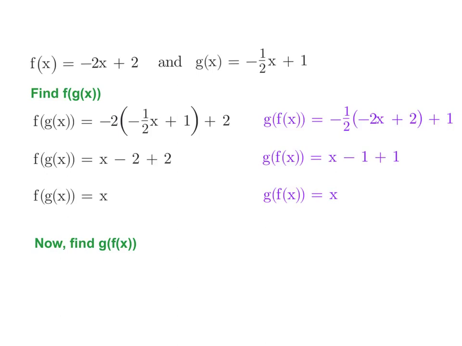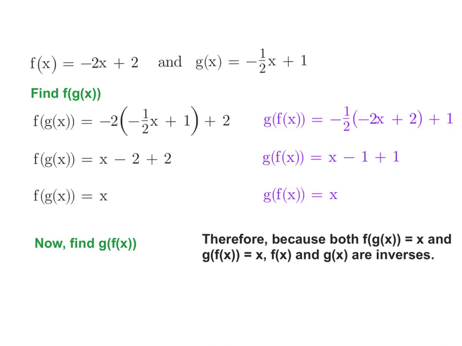So for your explanation, you should have something like this. What Peyton said was good. Here's how I did it. Because both f of g of x equals x and g of f of x equals x, f of x and g of x are inverses. And that would be your final step.